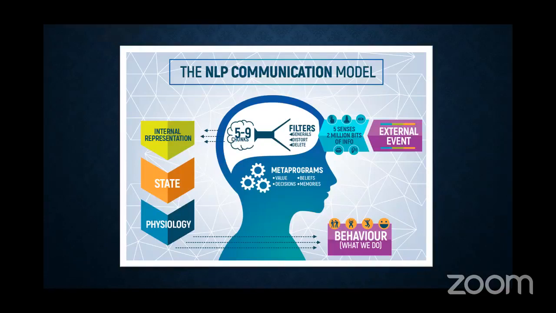Based on whatever we've learned in the past, that's like the code. Then we get one bit of information from the external event, and our metaprograms say, hey, we've seen this before. We know how this goes. Then it attaches the rest of the story and gives you an internal representation of what's actually going on. This can serve you in a great way if you know how to rewire your metaprograms.